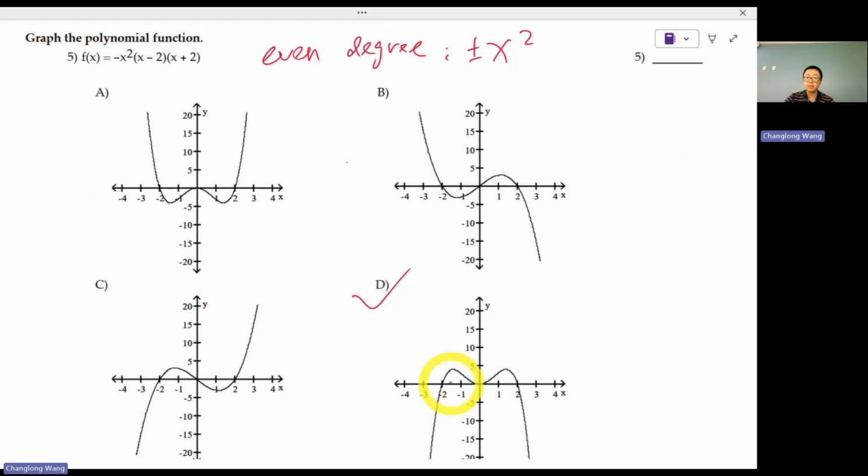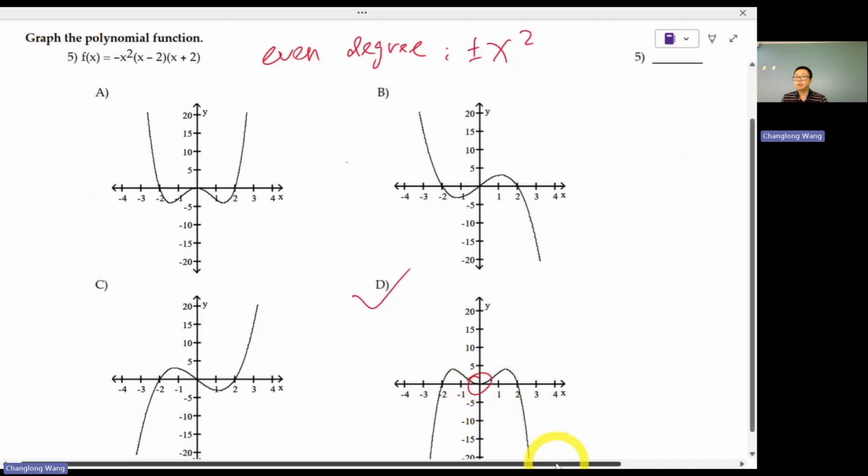You can always double check to see, oh, I have a 0 and -2, a 0 and a 2. And now, can anyone explain to me why the graph touched the 0 at the origin and turns around?